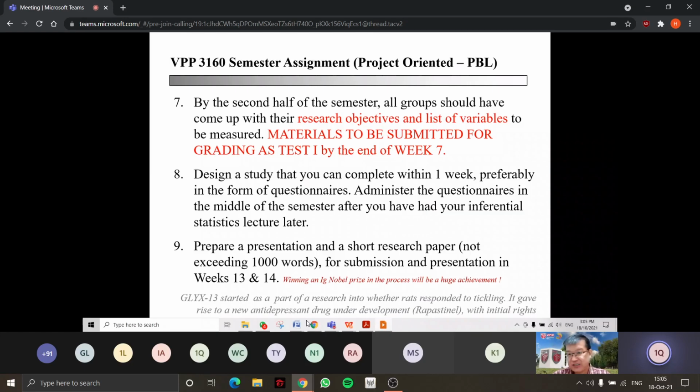And like what I mentioned earlier, the topic is actually free. Topic should be very interesting, and then should be free. It can be anything.